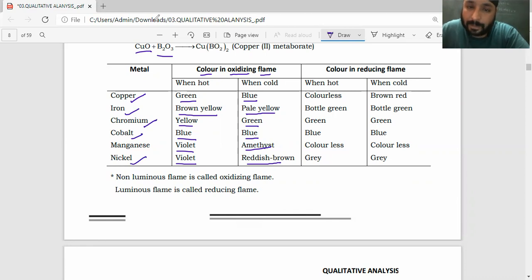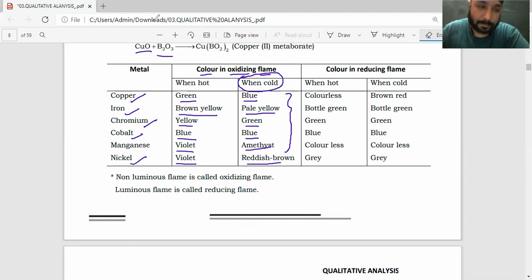Now, the only color you have to remember is when it is cold. This is the general thing which they'll be asking, right? So it is very important for you to remember all these colors. Okay. So I guess you understand that these are the particular transition elements which form the characteristic colored bead, and because of that bead, it is known as the borax bead test.